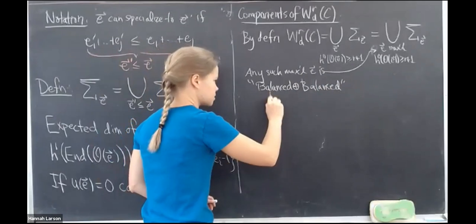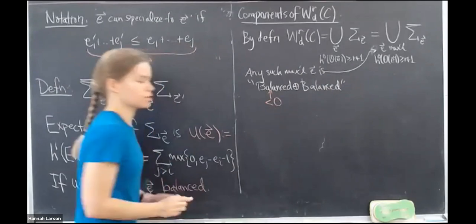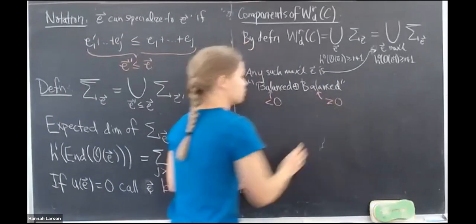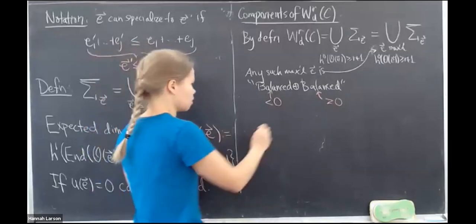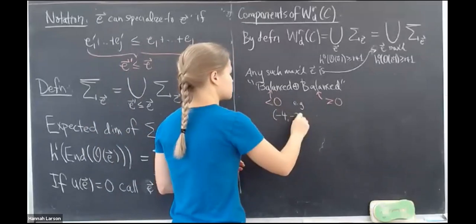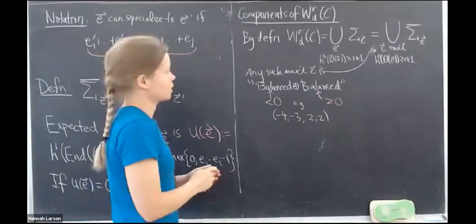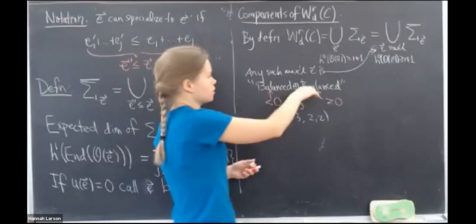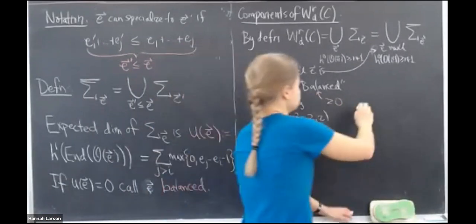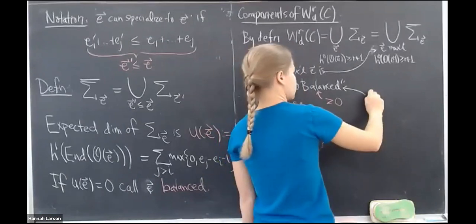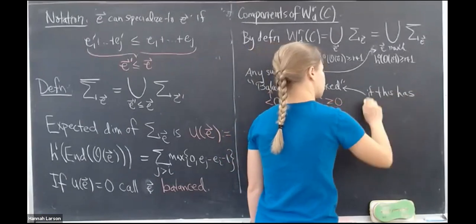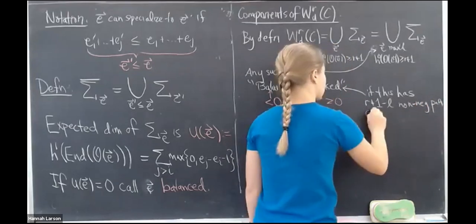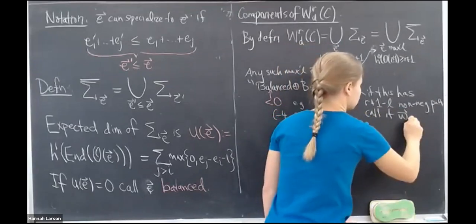Where that means that there's some part where all of the parts are negative and within one of each other, and there's then the non-negative summands, which are all also within one of each other. So just for example, something like minus four, minus three, two, two. And since our rank and degree is fixed, any such splitting type is determined by the number of non-negative parts. And so if this has, let's say, R plus one minus L non-negative parts, then I'm going to call it little w r l.